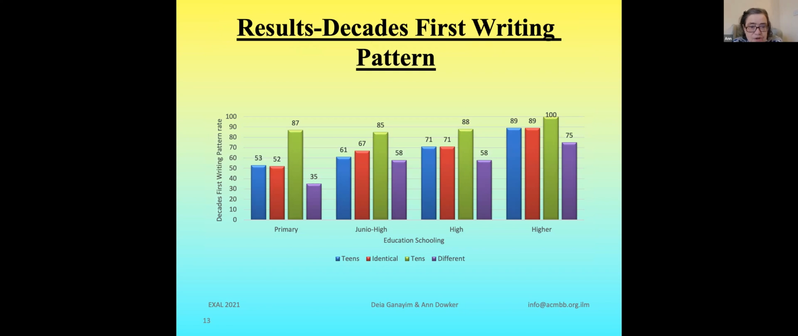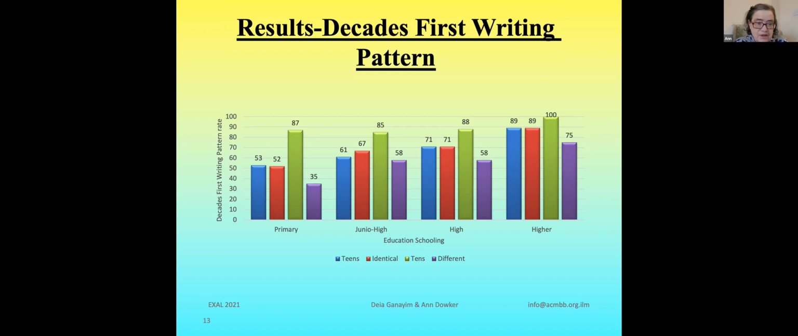And the results show that in general, people did better for decade numbers and least well for the other two-digit number category, neither identical, teens nor decades, but that the differences were most striking in younger individuals, and in particular, the primary school children were wrong on the majority.